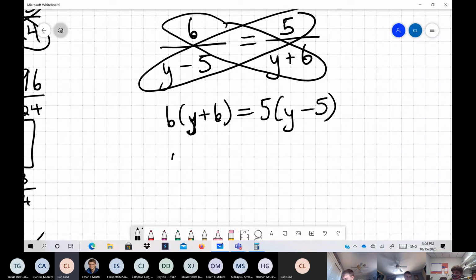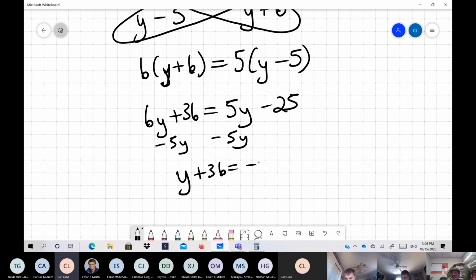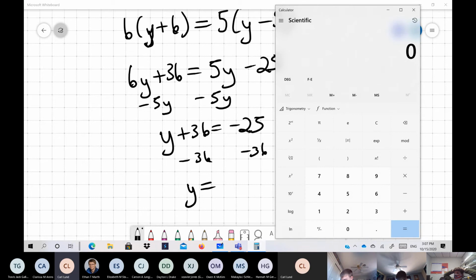Now we're going to distribute. So we have 6y plus 36 equals 5y minus 25. We subtract 5y from each side, so we have y plus 36 equals negative 25. Then we subtract 36 from each side, and we have y equals, I'm going to do this on the calculator, negative 25 minus 36, which is negative 61.